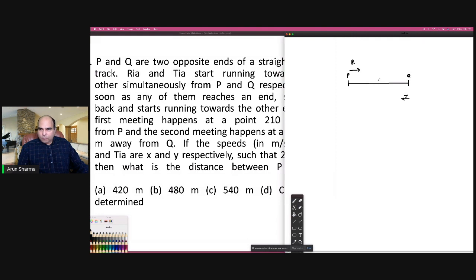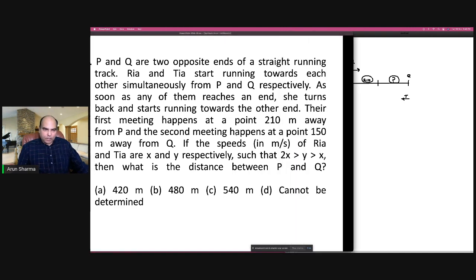So when you talk about the first meeting, it is given as 210 away from P. Now the immediate thought is, okay, I don't know how much distance it is from Q, because if I know the distance from Q, then I'll be able to transfer this ratio of distances traveled by Ria and Tia into the ratio of speeds of Ria and Tia, because time is constant. The time for which Ria has traveled this distance and the time for which Tia has traveled this distance is constant. So I can transfer the ratio of distances to the ratio of speeds. So I don't know that right now.